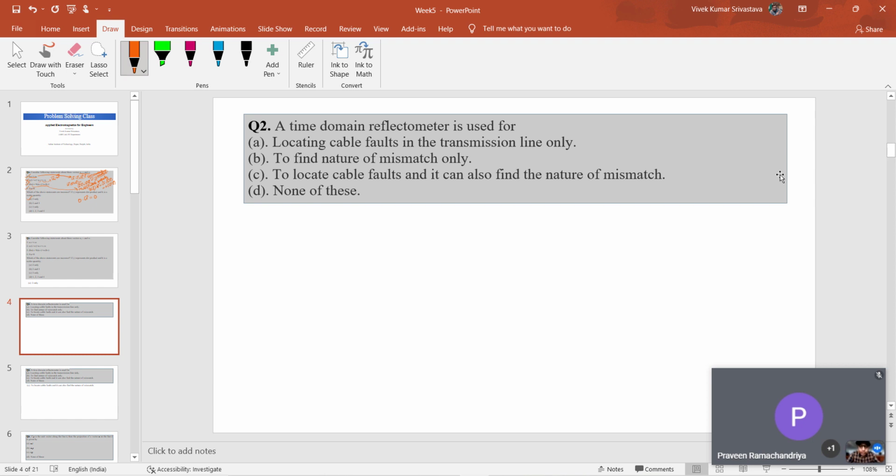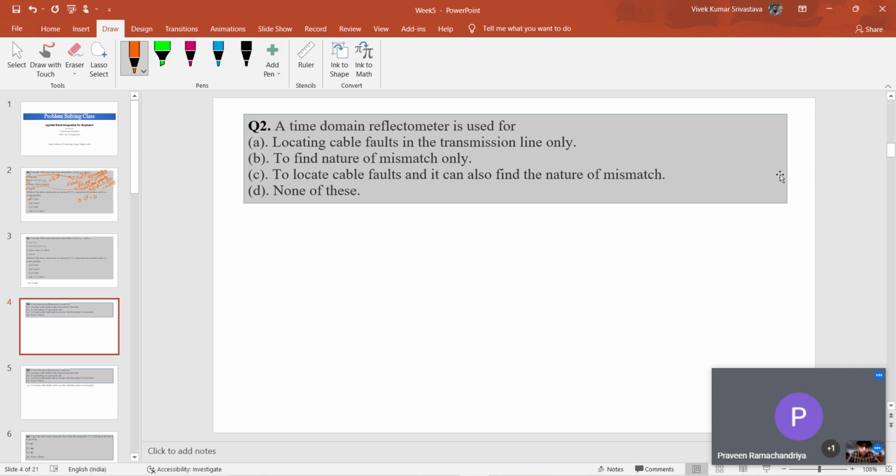The second question is: a time domain reflectometer is used for A, locating cable fault in a transmission line only; B, to find the nature of mismatch only; C, to locate cable fault and it can also find the nature of mismatch; and option D, none of these. So which one is correct? Can you please tell me?